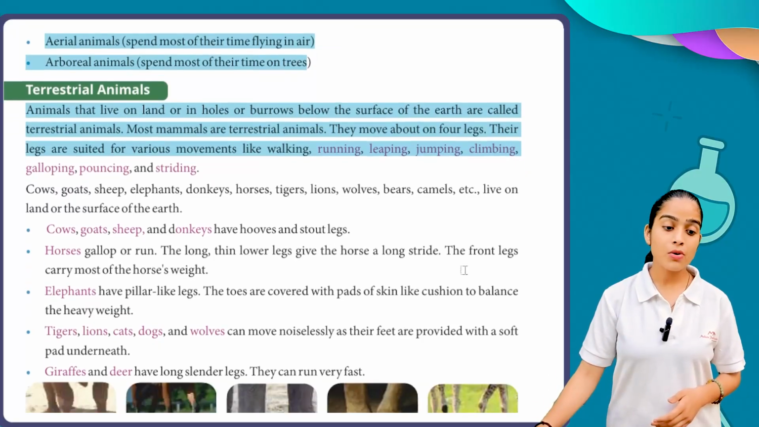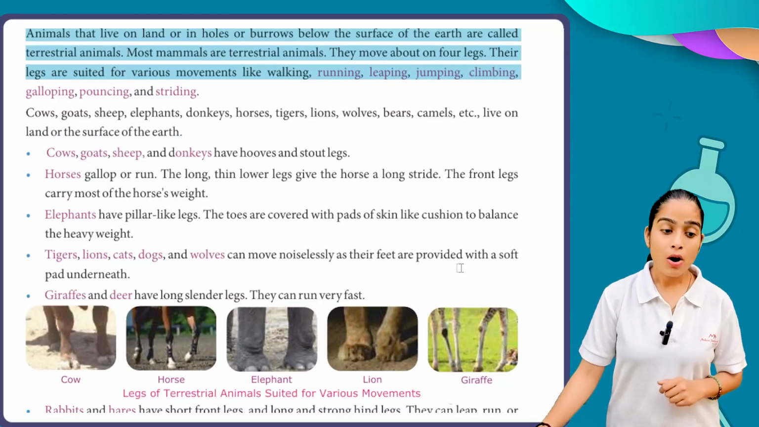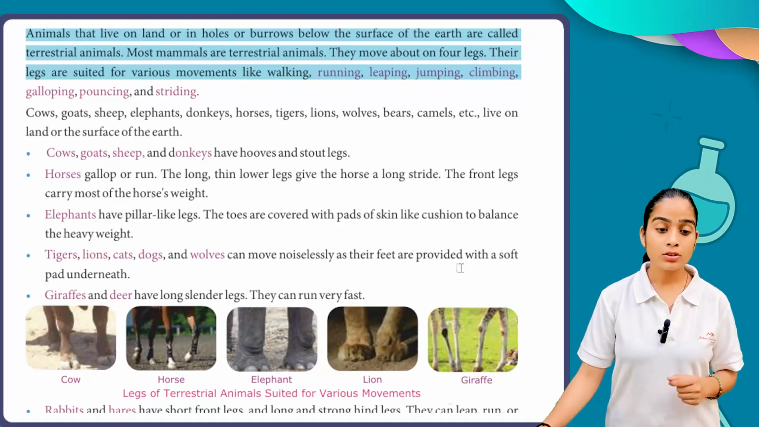Now, cows, goats, sheep, and donkeys have hooves and stout legs. Horses gallop or run; their long thin lower legs give the horse a long stride.